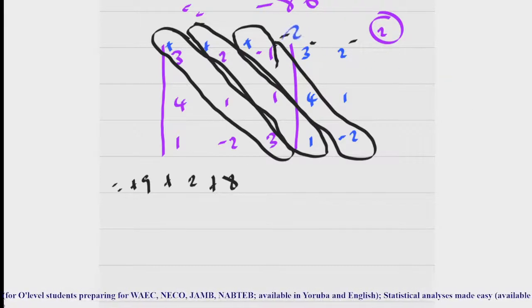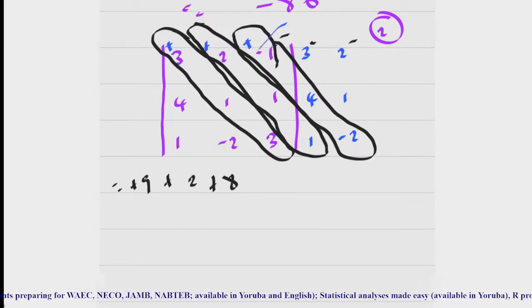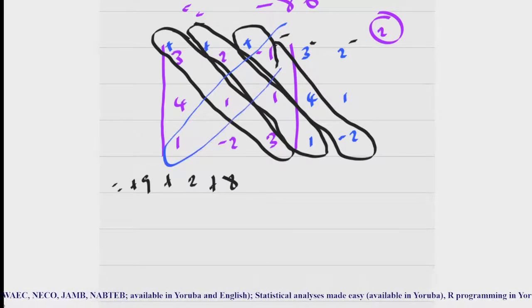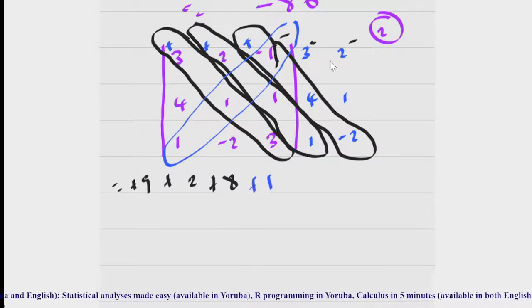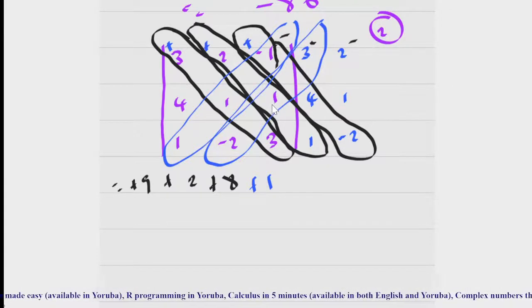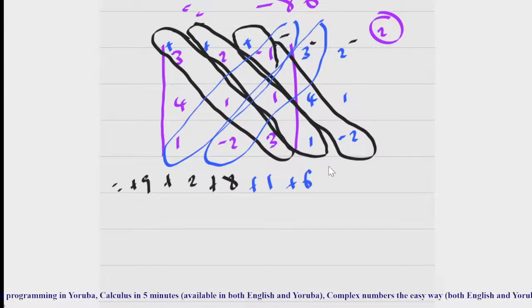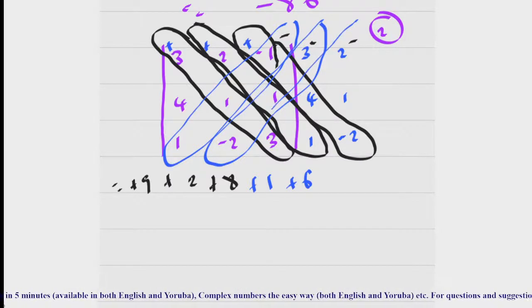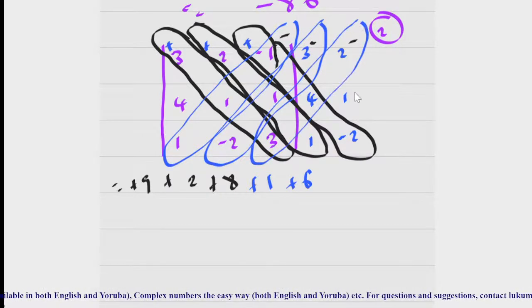Then you take the next one. We are done with all the positive. Choose the negative. So minus 1 times minus 1, 1 times 1 times 1, that will give you plus 1. And you take the next one. Minus 3 times 1, minus 3 times minus 2, that will give you 6. You understand now? And the last one, minus 2 times 4, minus 8, minus 8 times 3, minus 24.